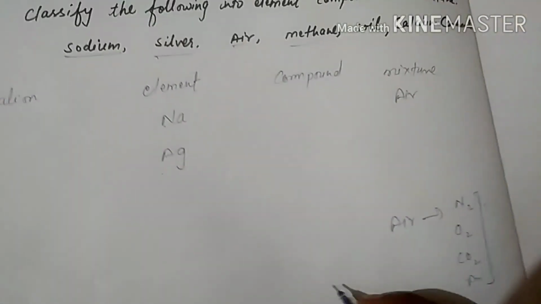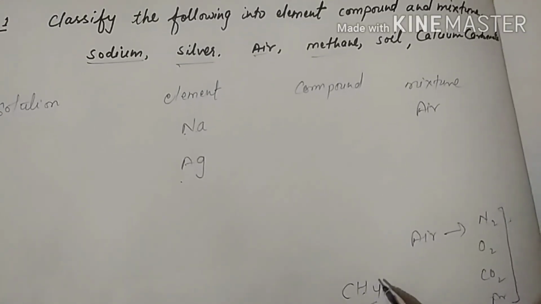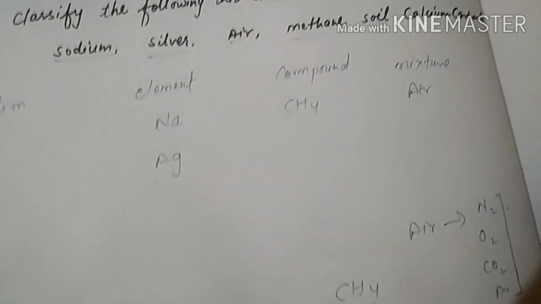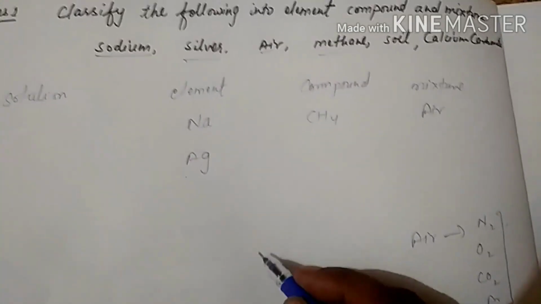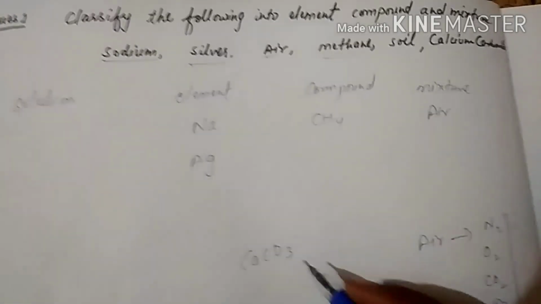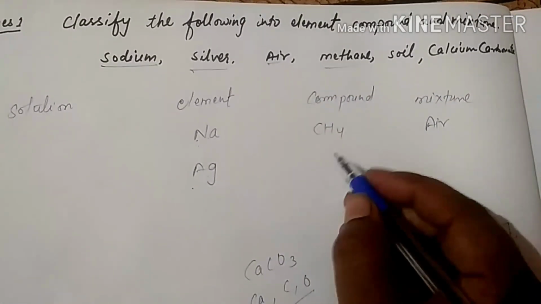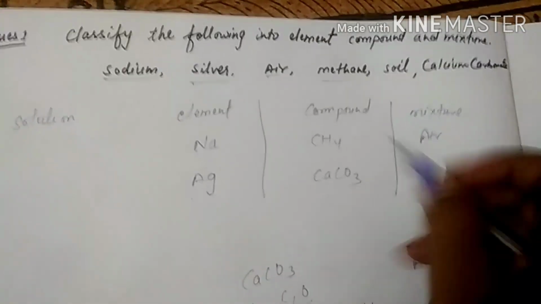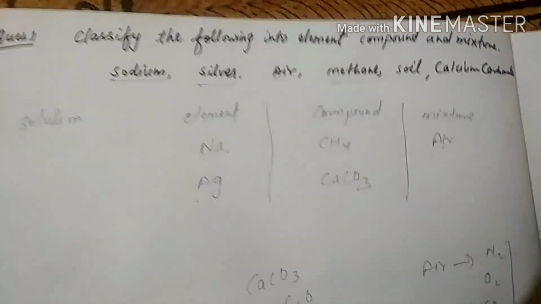Methane. Children, the formula of methane is CH4. It is the combination of carbon and hydrogen, and I had explained that when two or more elements combine, they always form a compound. So CH4 will be a compound. Clear? Now calcium carbonate. Children, the formula of calcium carbonate is CaCO3. It is also the combination of calcium, carbon and oxygen. So it will also be a compound. So now we have separated: sodium and silver are elements, methane and calcium carbonate are compounds. Only air is a mixture.